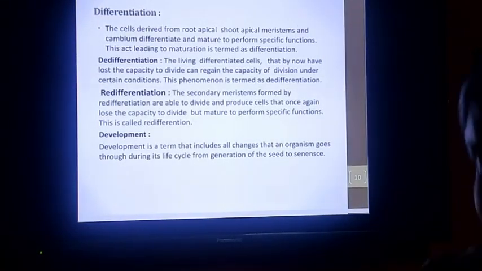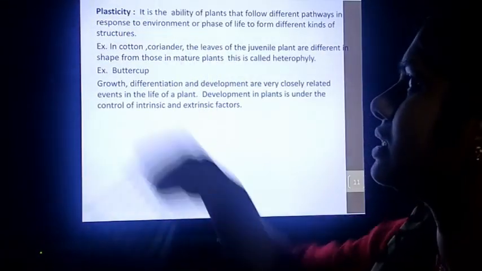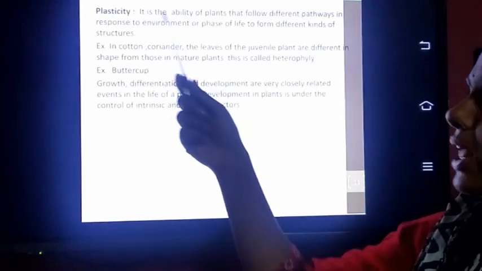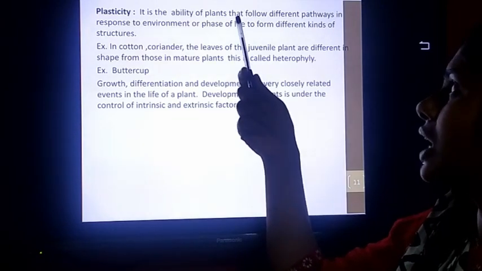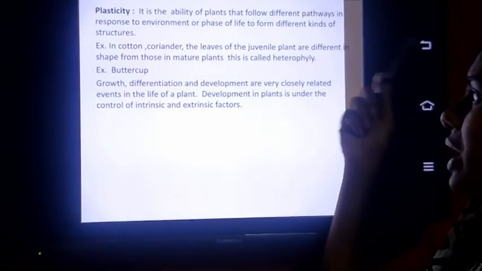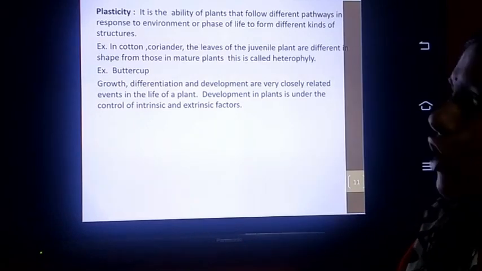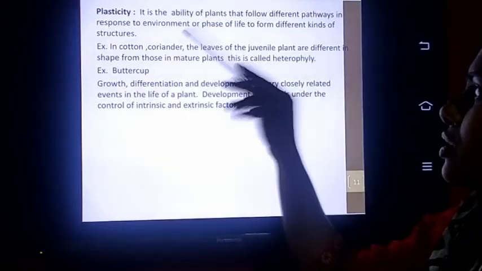And next is another important phenomenon which occurs in a plant. That is called plasticity. In the last class, I discussed plasticity. Plasticity is the ability of plants to follow different pathways in response to environment or phases of life to form different kinds of structure. That means the plants have the ability to change their structure.